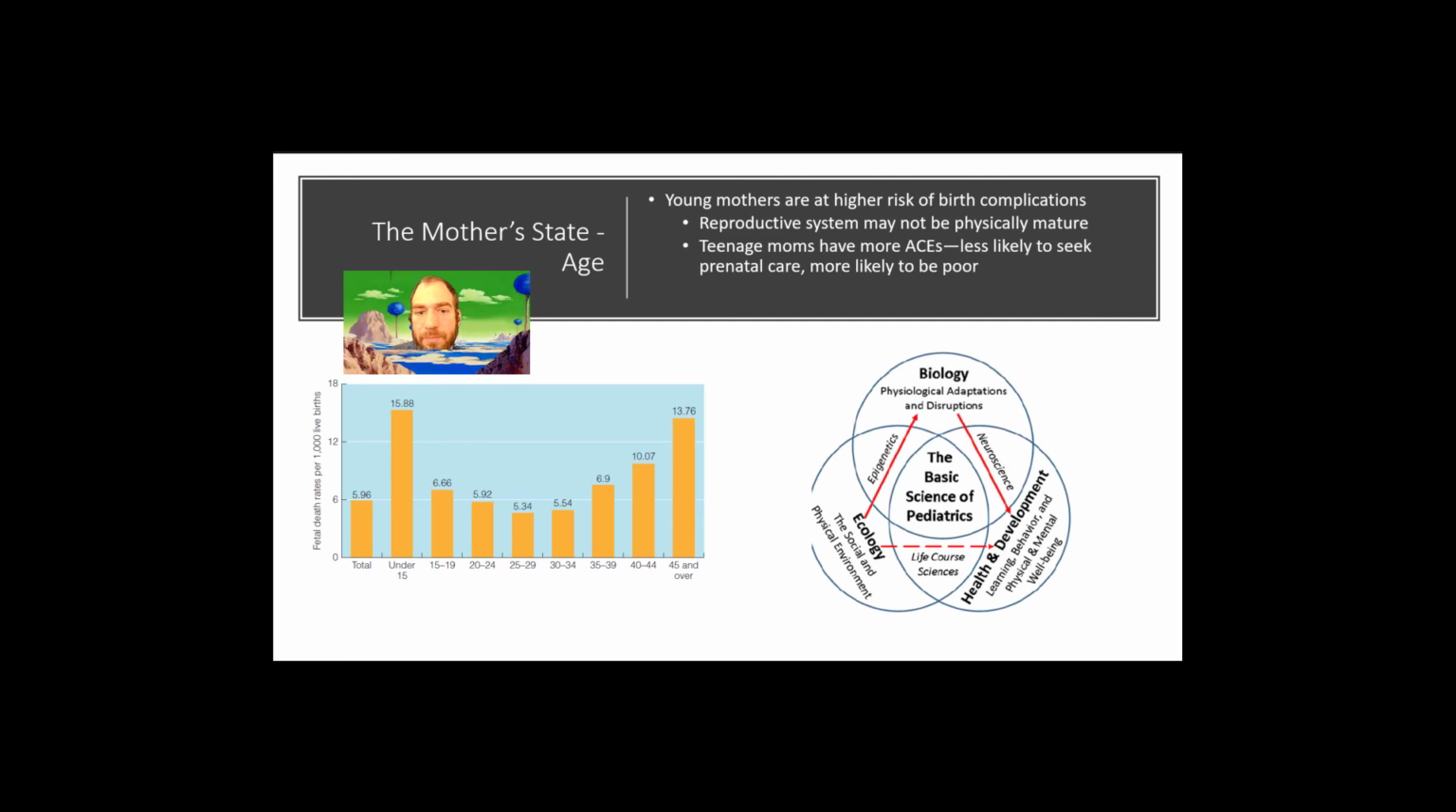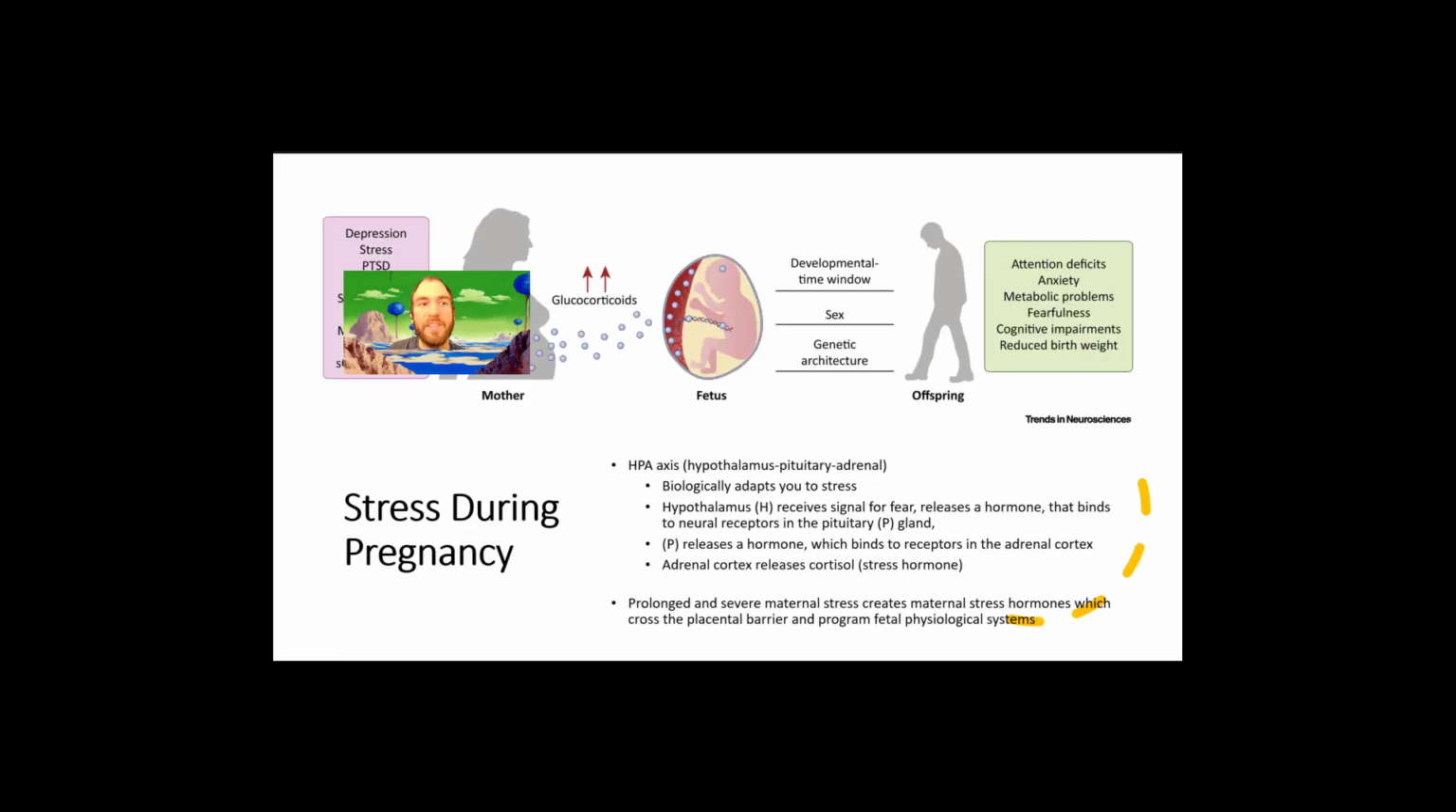So stress during pregnancy. This part, the HPA axis, is highlighted later in the book, but I don't know why they don't introduce it now, so I'm going to introduce it now. So one idea biologically how stress is passed on during pregnancy is through the HPA axis. And the idea here is that it biologically adapts you to stress.